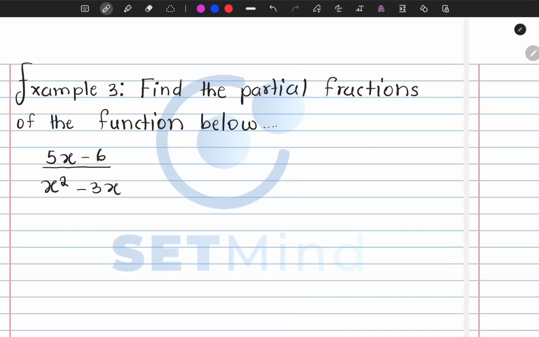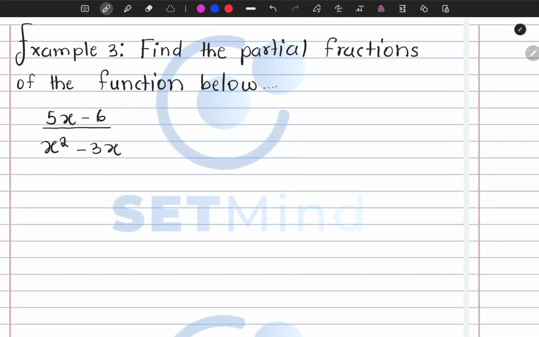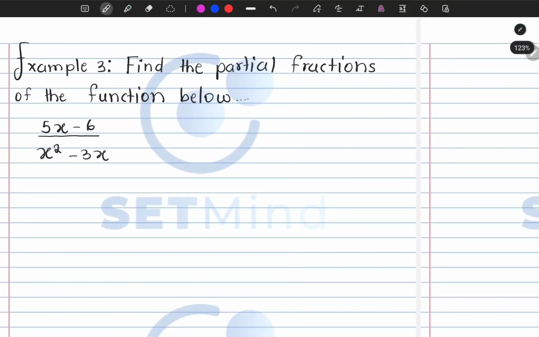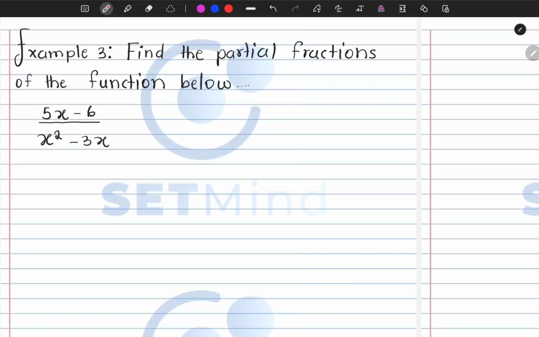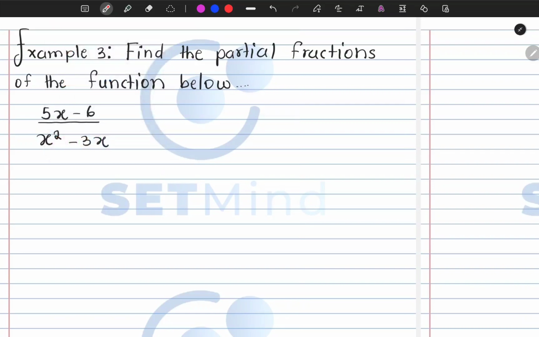Okay, let's have a look at example 3. For example 3, we're given (5x minus 6) divided by (x squared minus 3x), and we're required to split this into its partial fractions. You would go typically through the steps which I do, which is checking the degree of the numerator and the denominator. In this case, they will definitely check out. So now I'm going to split the denominator into its linear factors.